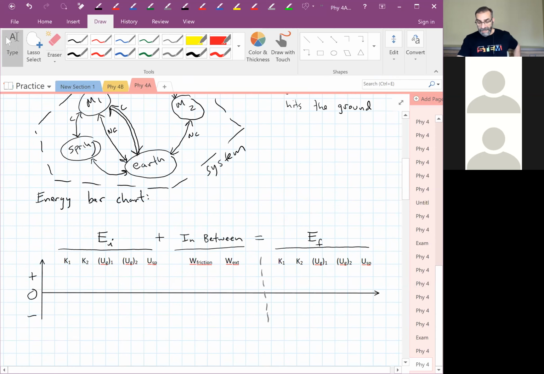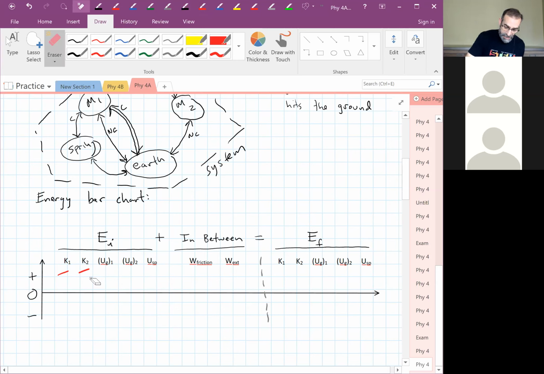Now, I went ahead and did this last night because I knew my energy bar chart's getting longer, right? My energy equation's getting longer because I've got a spring in my system. I've got two different masses, so I've got kinetic energy for both of them, kinetic energy for one, kinetic energy for two. And both of them could be going up and down. I've got a potential energy for one and a potential energy for two. I've got my spring. My energy equation is kind of stretching out. If I had a second spring in the system, I'd add a U spring 2 over here, right? I would just add terms to accommodate what's in my system.